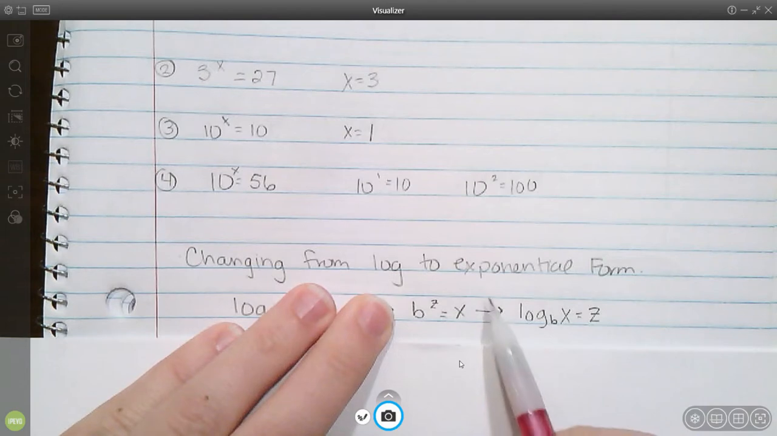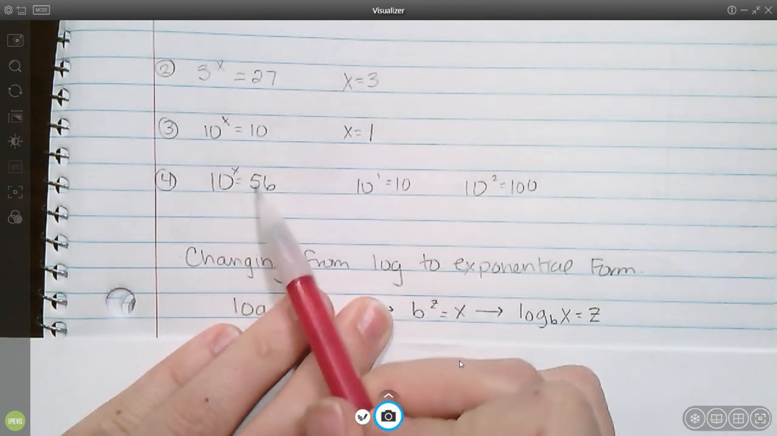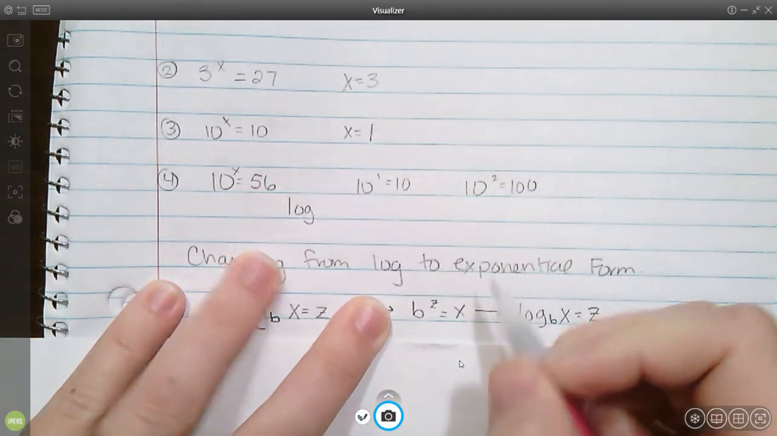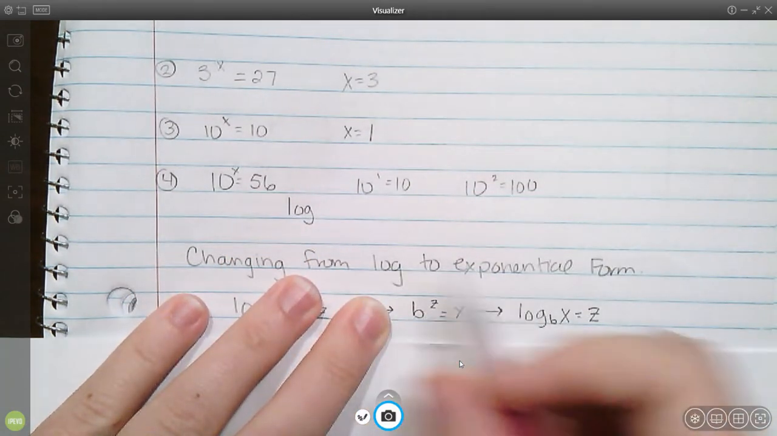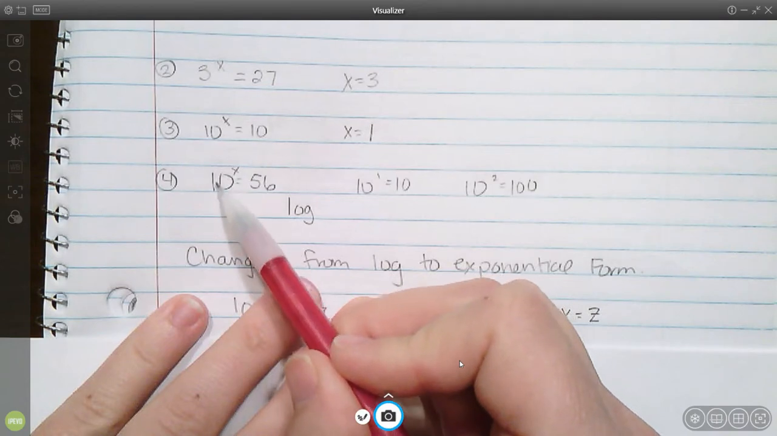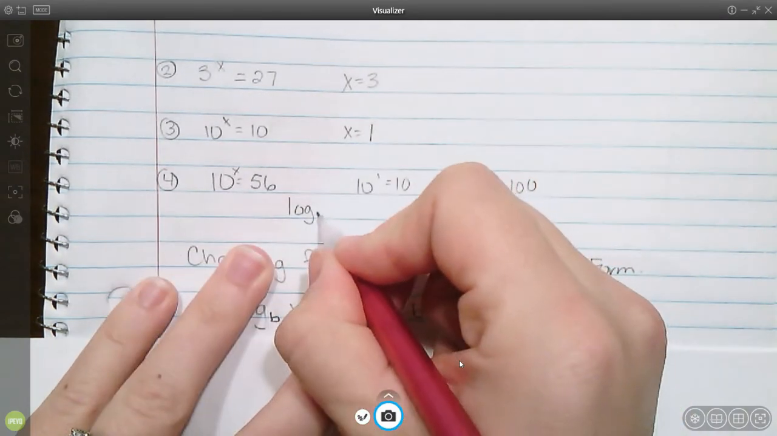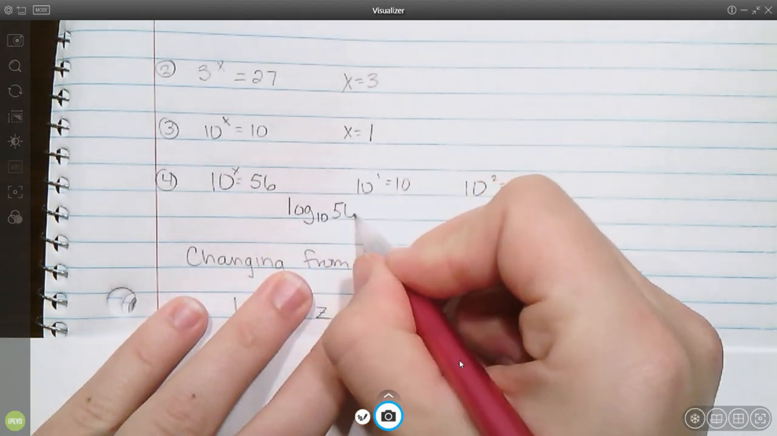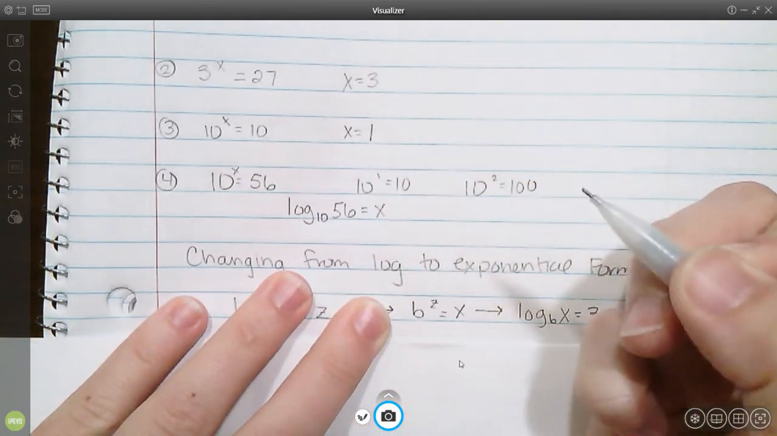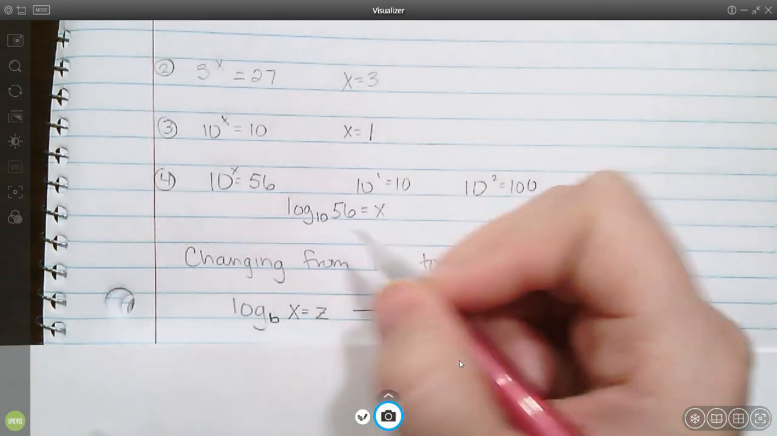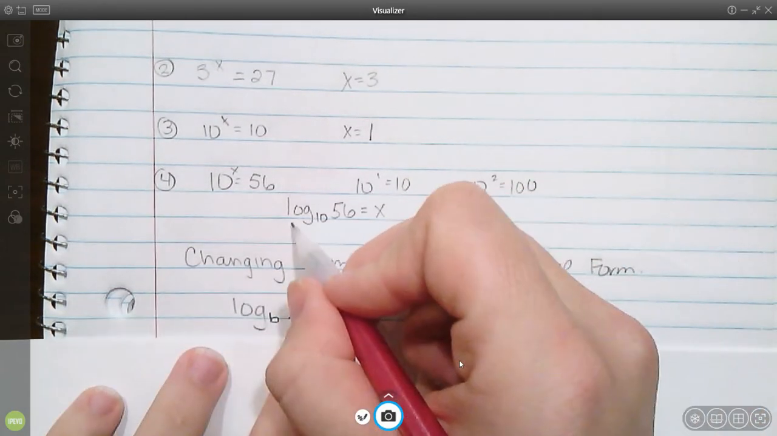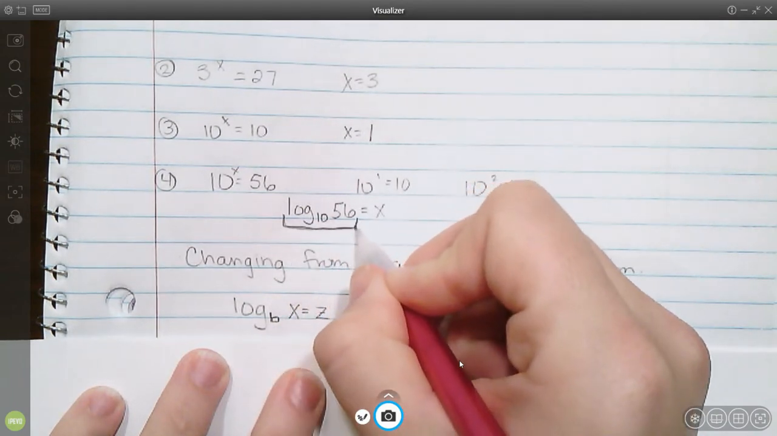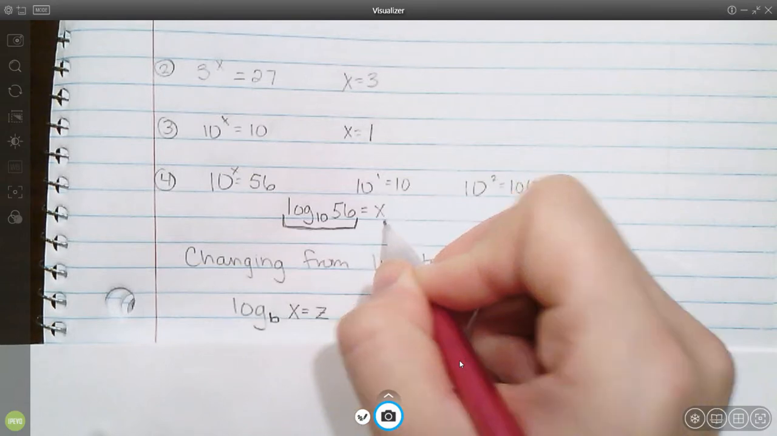So if I were to take this and apply it to this problem here, we would have log base 10. So remember the first number, or the base of your exponent, is always the base of your log. So you have log base 10 of 56 equals x. And if you were to look at your calculator, there is actually a log button. So now we can just take this and plug it straight into your calculator and you will get your answer.